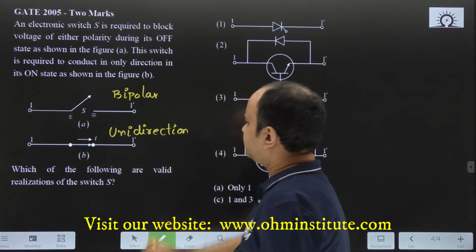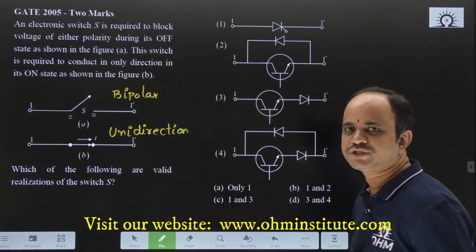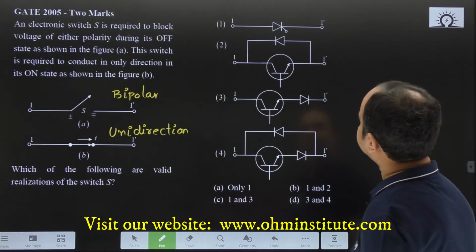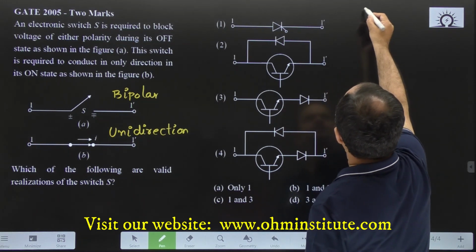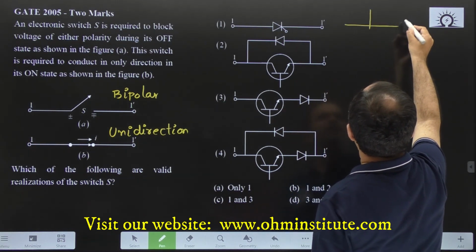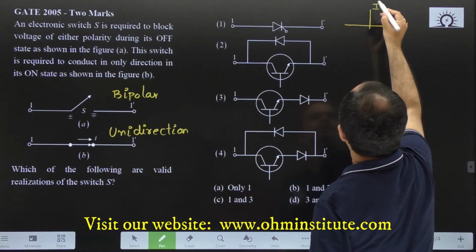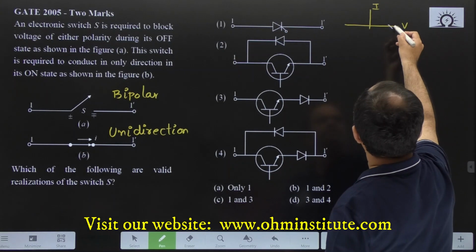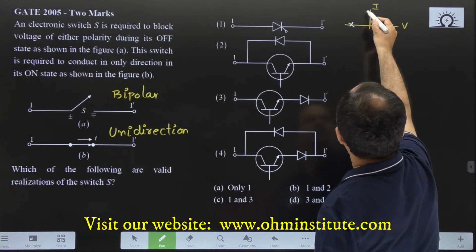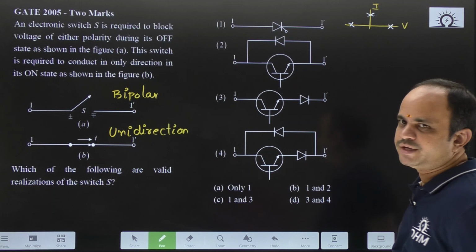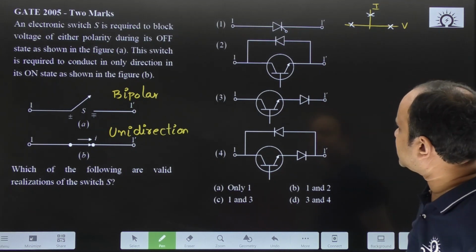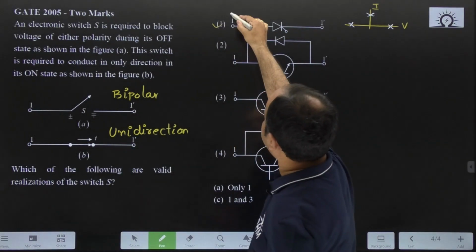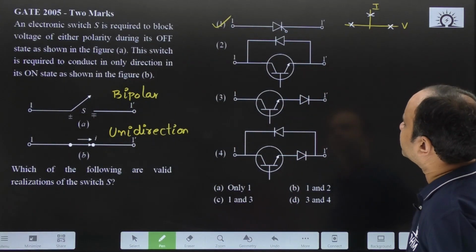So, from these given options, we just need to identify a bipolar and unidirectional switch. For the first option, if you draw the V and I characteristics, SCR is a device that can have both forward blocking as well as reverse blocking, and it can carry the current in only one direction. Therefore, option 1 is correct. This device is suitable for the given requirement.